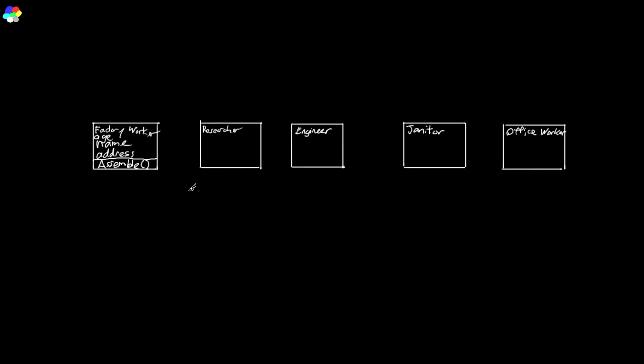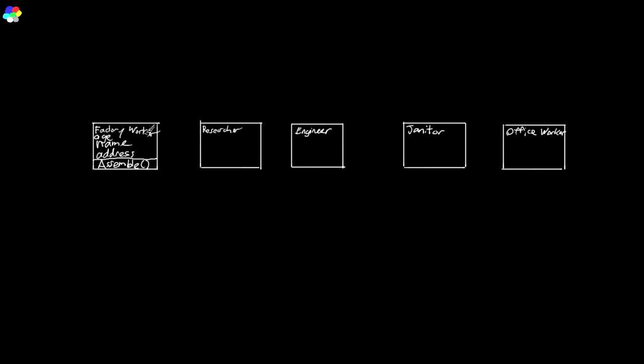Now another place where you often use inheritance. Let me give you a little setup here. Let's say you're making a program and it is going to be modeling a company. So the company has personnel, different kinds of personnel. It might have factory workers, researchers, engineers, janitors, office workers, etc. Let's say you start off, you're going to make classes for each of these types of personnel.